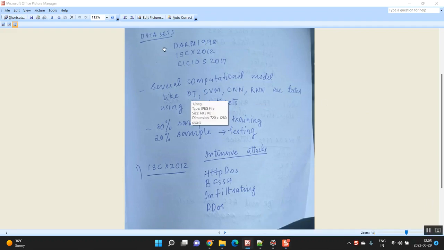Actually, the first data set which you had informed me is DARPA 1998. For that, you had informed me I have to do several computation modules. Those modules will be CNN and RNN, these two are train models, and decision tree and SVM for ML classification.